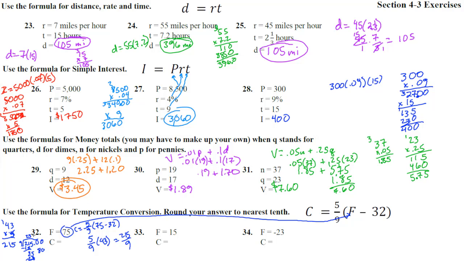9 goes into 80 8 times, which is 72, subtract gives us an 8. Oh, it repeats. So it's going to be 23.8 repeating degrees Celsius. So rounding it, it'd be 23.9 degrees Celsius. Okay, that's pretty small down there, but that'll be the answer. Okay, let's see if some others come out a little bit nicer here.